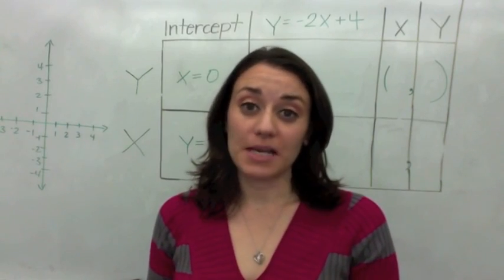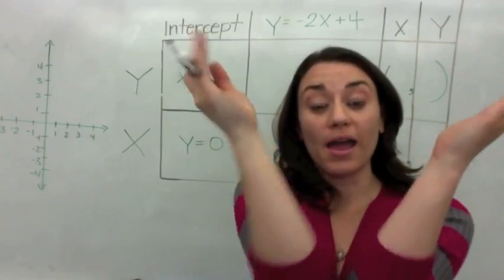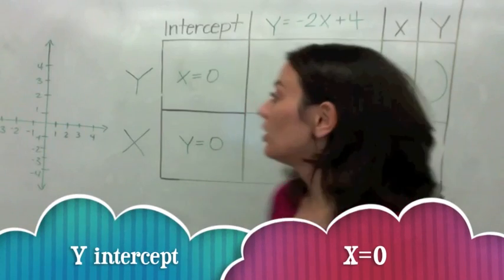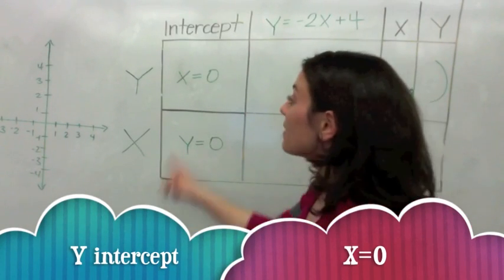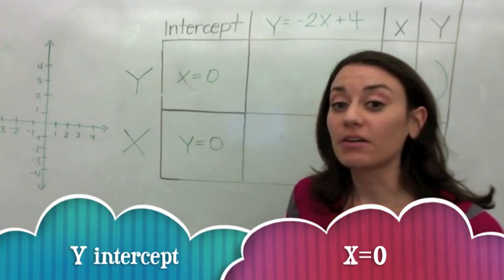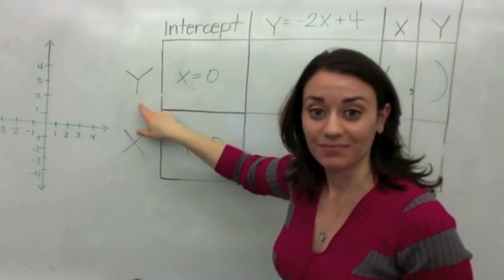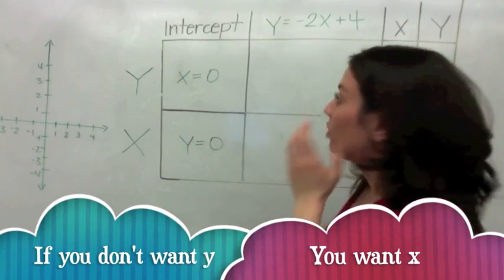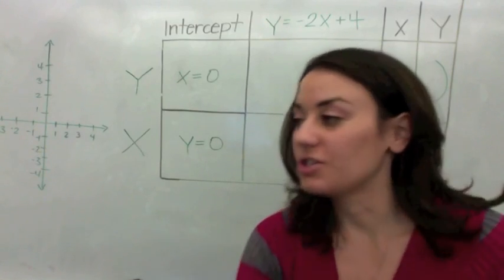Let's do another example. In this example, the linear equation starts with y. We're very used to seeing it this way. Okay? So if we're looking for the y-intercept, that means x is going to be equal to 0. Because if you don't want x, you want y. And if you don't want y, you want x. So we're going to substitute 0 in the place of x.